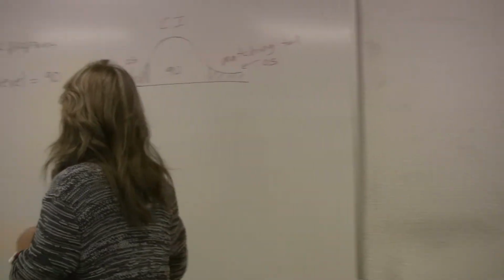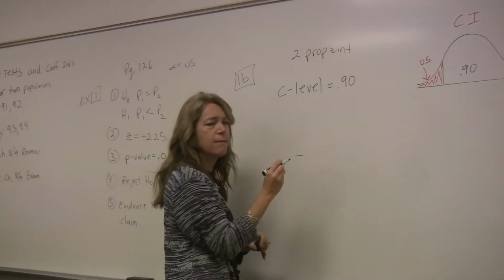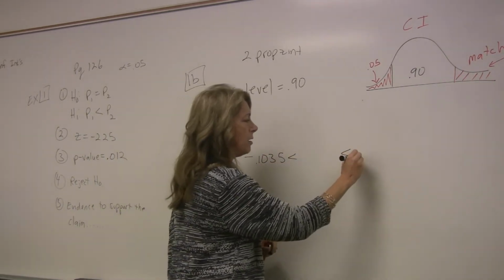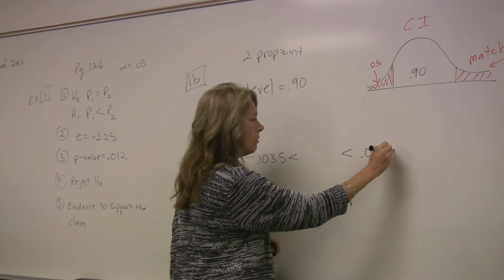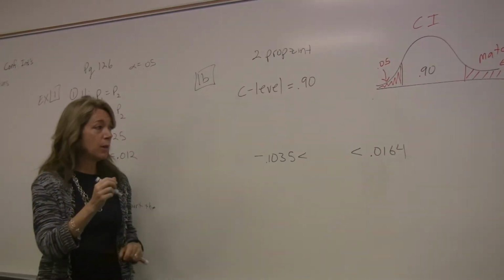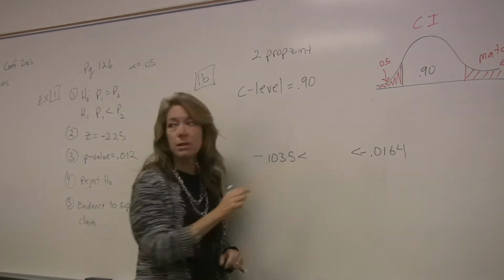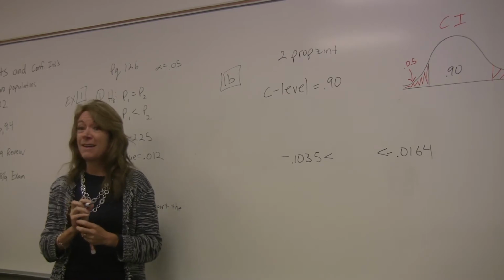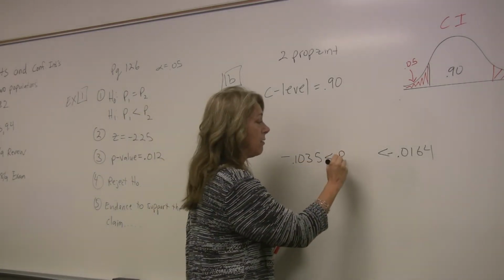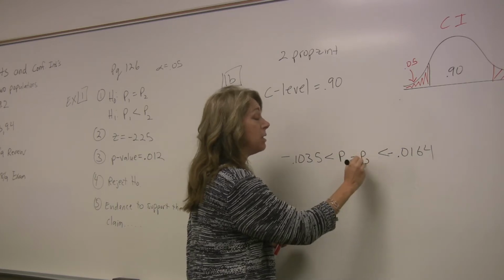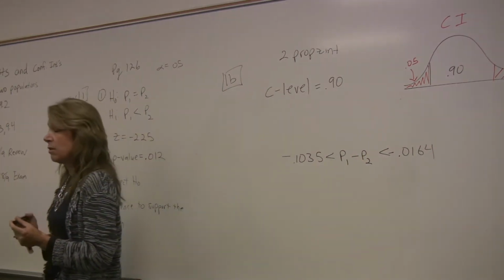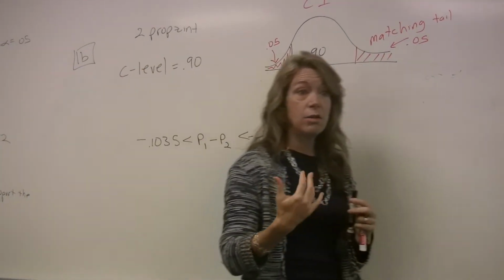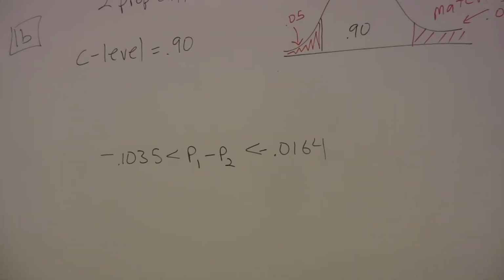And what was our confidence interval here? What were our numbers? I know they were both negative. Negative 0.1035 and negative 0.0164. And what was in between there? P1 minus P2. Anytime you run a confidence interval for two populations, it's giving you the difference in those two populations. In this case, the difference in the two proportions.